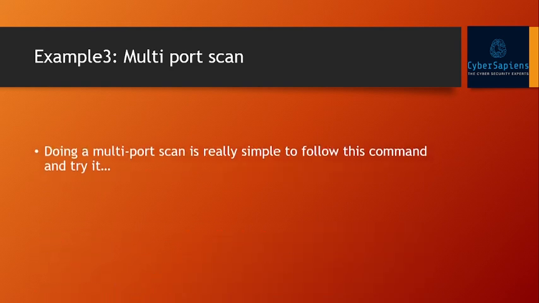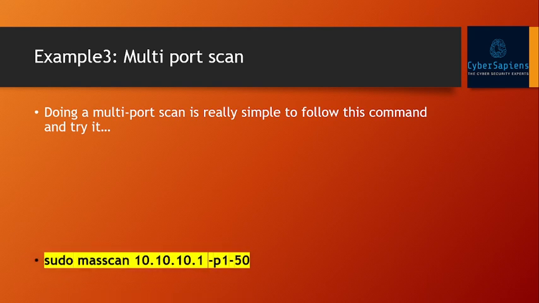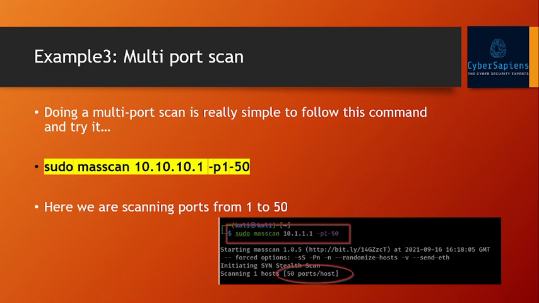Then we can scan multiple ports also, as we have already discussed in the useful commands for Masscan. Doing a multi-port scan is really simple; follow this command and try it. Like sudo masscan, as I already mentioned, we can give multiple ports. Here I am giving -p 1 to 50. We can also give a big range, like we all know that there are 65,535 ports in a computer network, so we can also give the entire port range. Here we are scanning ports 1 to 50, as you can see in the image. I have captured some good images, but I will be showing you a practical demonstration of everything we are using in these slides.